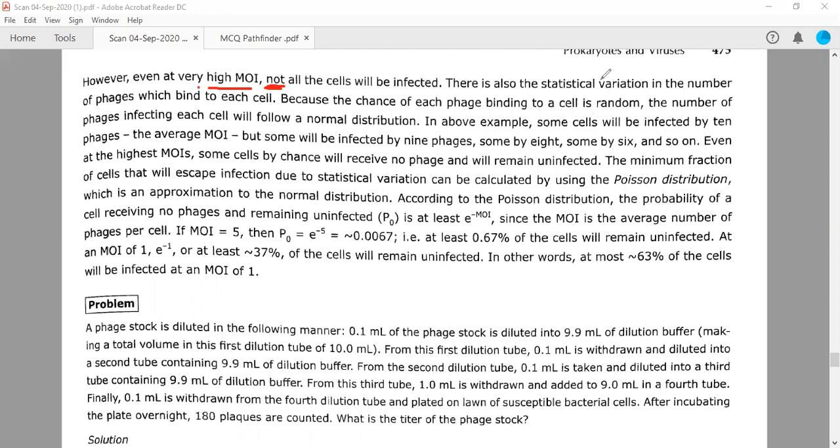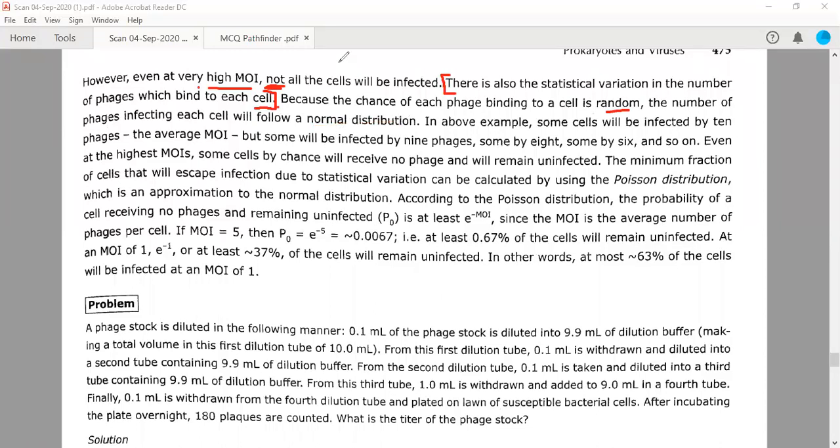There is also a statistical variation in the number of viruses or phages which bind to each cell. The number of viral particles which are binding to a bacterial cell is different. As we know, the first step will be adsorption, right? Penetration, adsorption. The number of viral particles which are binding to a bacterial cell will vary. This is random. The number of phages or viruses infecting each cell will follow a normal distribution.